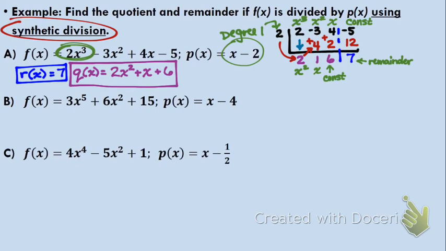B is a little bit beastly. If you're getting big numbers here, that does not mean you're doing it wrong. These numbers get very, very big on part B.